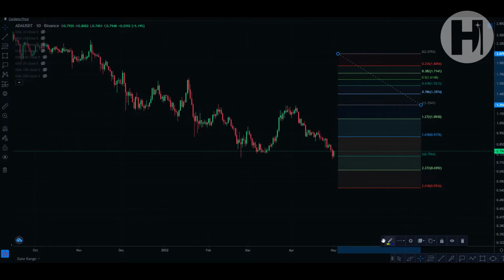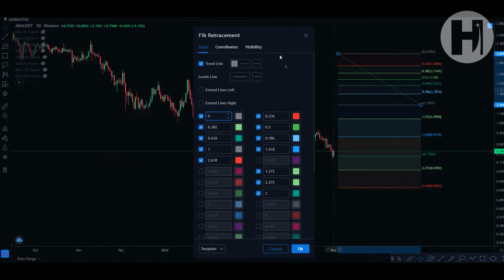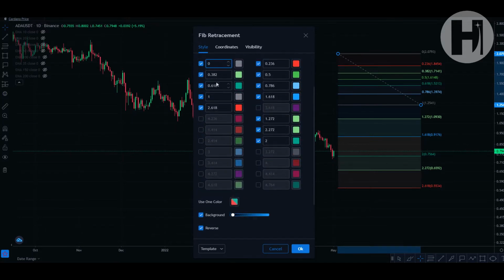If you click it once, this settings bar pops up. You can click the cog to enter the settings menu, or you can just double click any fib level and you will get sent into the settings, just like this. So this is how I set up my Fibonacci retracement. These are the levels that I use: the 0, 0.236, 0.382, 0.5, 0.618, 0.786, 1, 1.618, 2.618, 1.272, 2.272, and the second fib level.